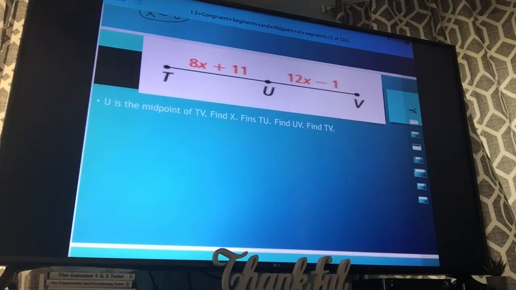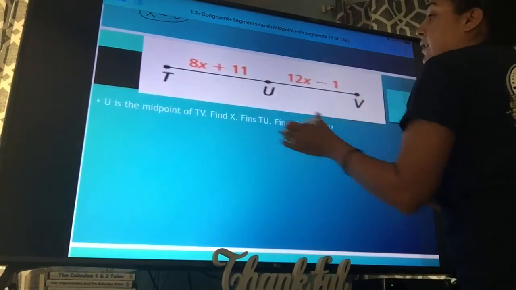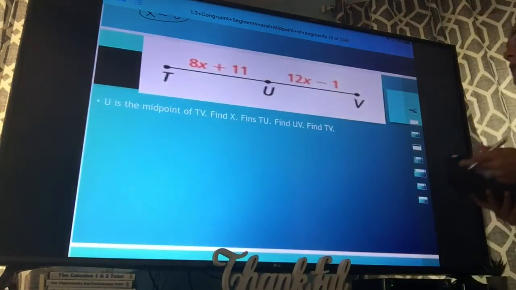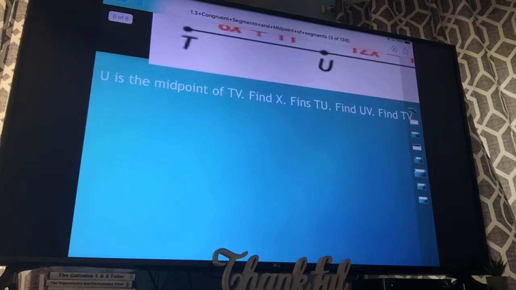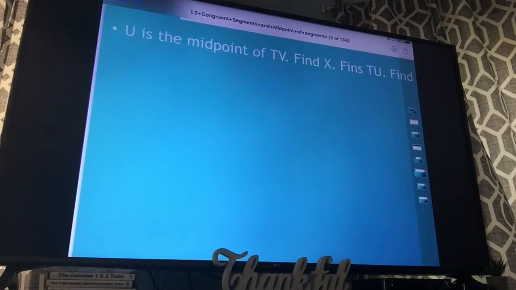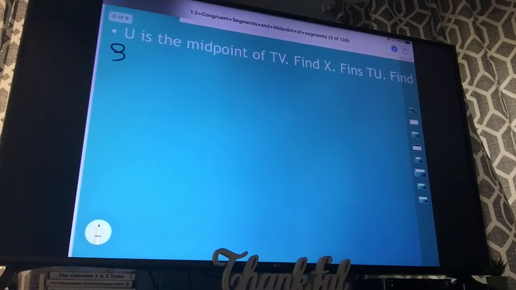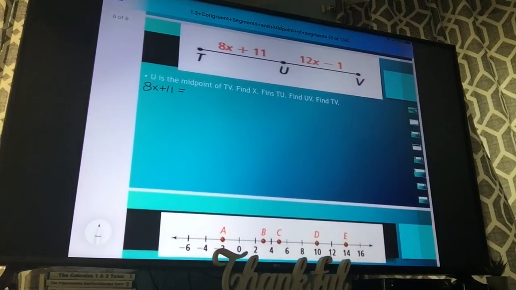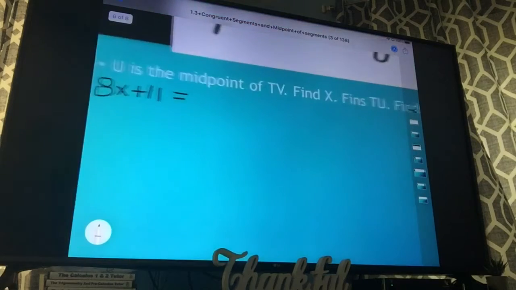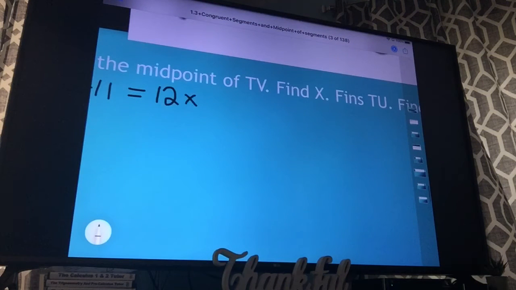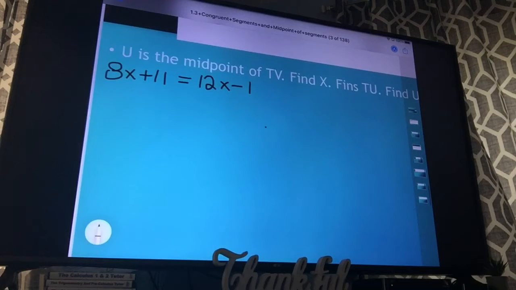Because it's a midpoint, we know this segment should equal this segment, so you can set this expression equal to this expression. That's all. So I have 8x plus 11 equals the other segment, UV, which happens to be 12x minus 1. We know the segments equal each other, so we need to start moving things and combining like terms. Once again, the letters go on the left and the numbers go on the right.